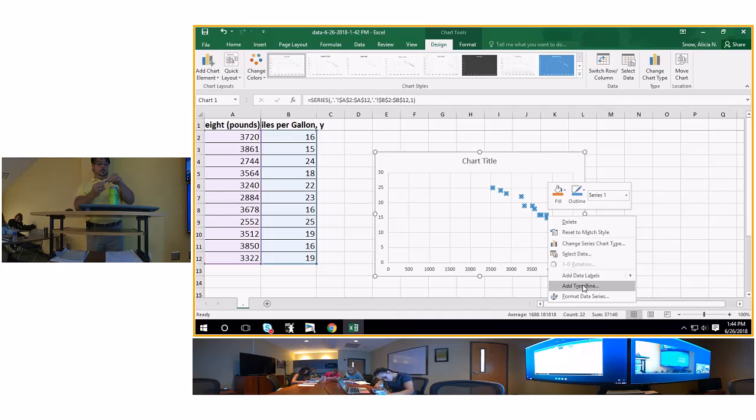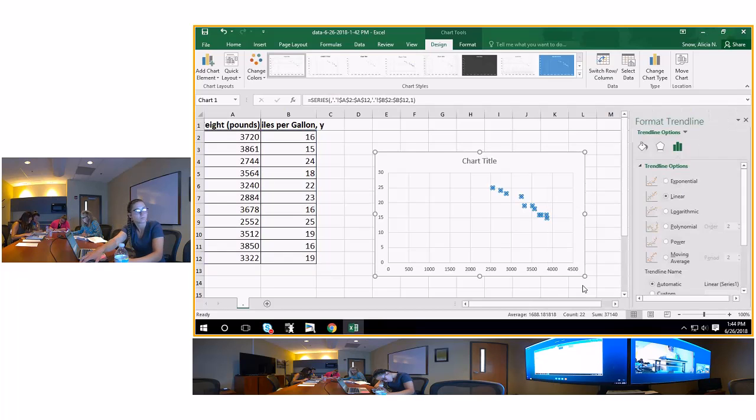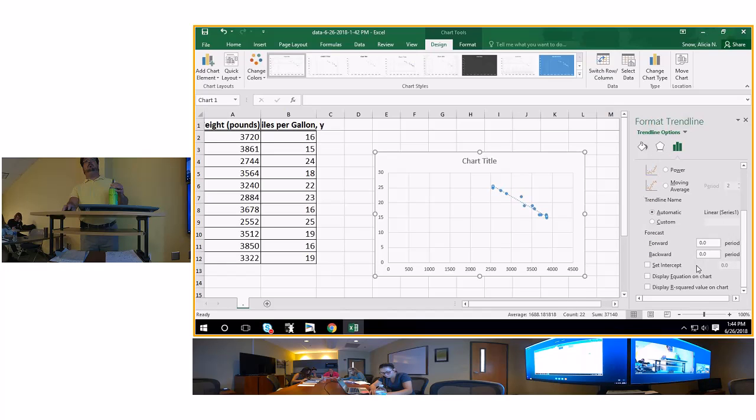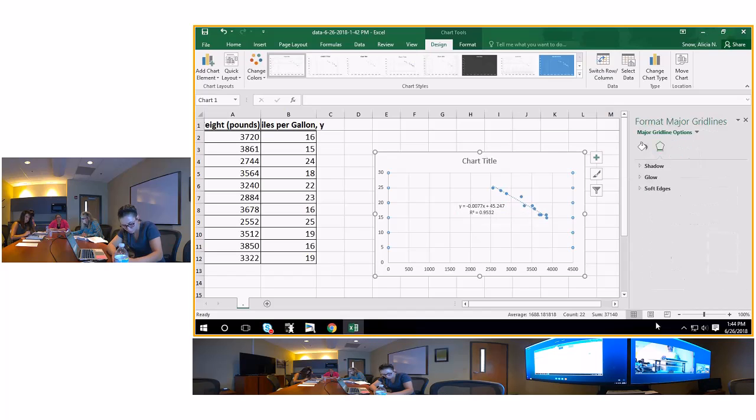And when you do that, you're going to get what? Line of regression. And it's going to be linear. Go down to the bottom and select display equation and display R squared value. Oh gosh, look at that. Ain't that neat? And there is your line of regression.